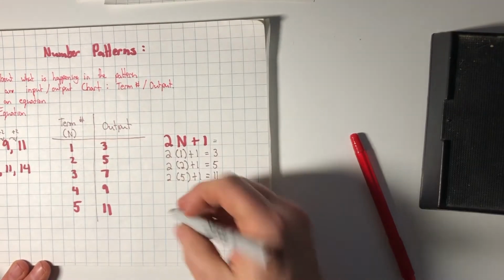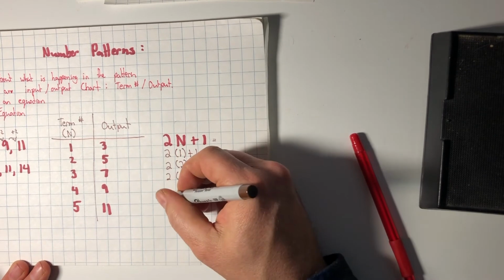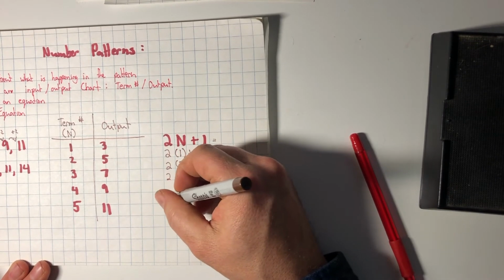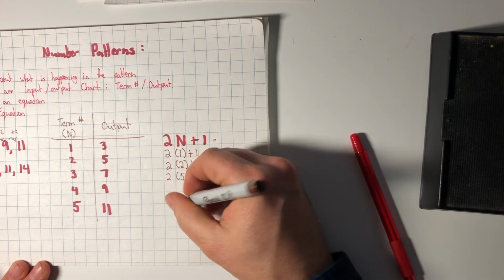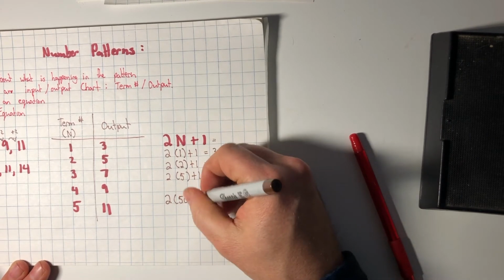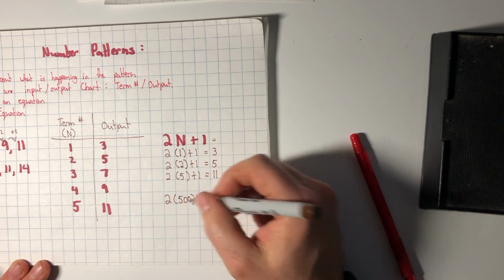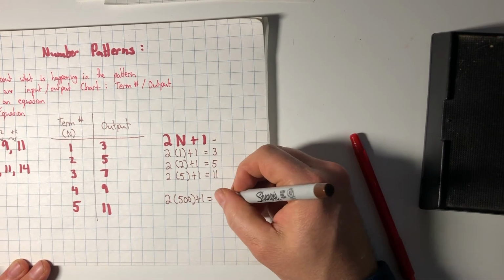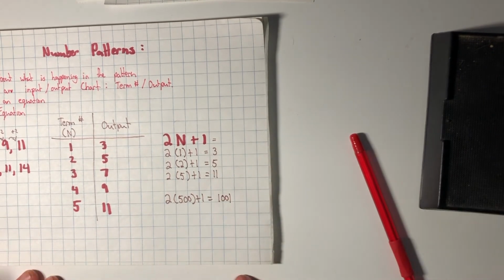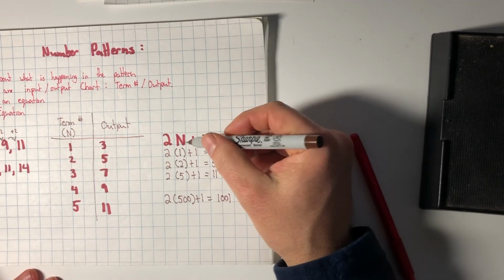So now I can use this equation for any step of the pattern. So if I want to find step 500, I would go 2 times 500 plus 1, and 2 times 500 is 1,000. So this one would be 1,001. Okay, so that's how we create an equation.